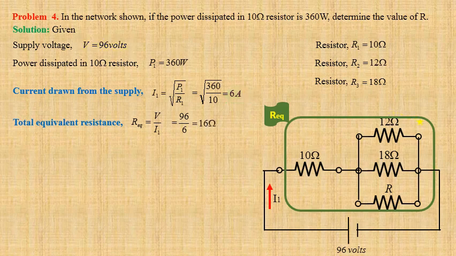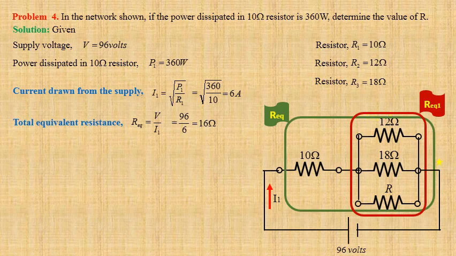Here the unknown resistor R is connected across the parallel combination of R2 and R3. Let the equivalent resistance of this parallel combination be Req1. In this circuit, resistor R1 is connected in series with the equivalent resistance Req1. Therefore, Req1 equals Req minus R1. Using values we get 16 minus 10 equals 6 ohm.